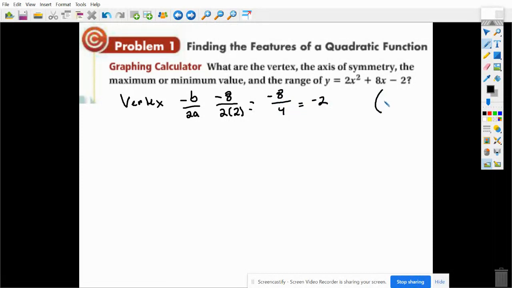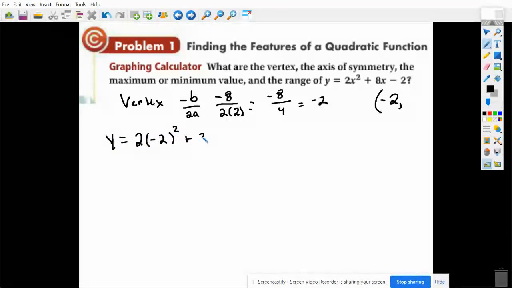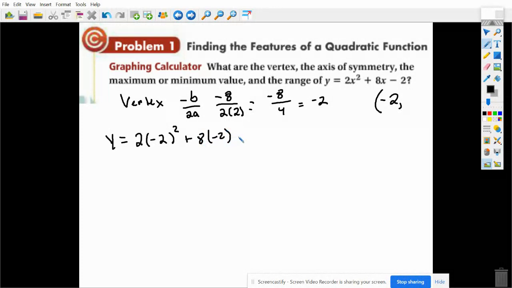So the x value of the vertex is negative 2, comma, I have to find the y value. To find the y value, I'm going to plug it into the original problem. So 2 times parentheses, what am I plugging in for x? A negative 2, plus 8 times negative 2 minus 2. Now we got to do some math here. You can go and plug this into the calculator. I'm just going to go ahead and do the math here.